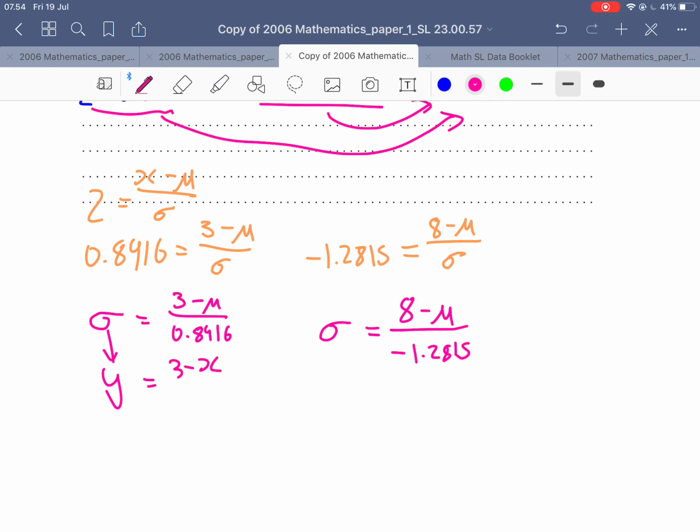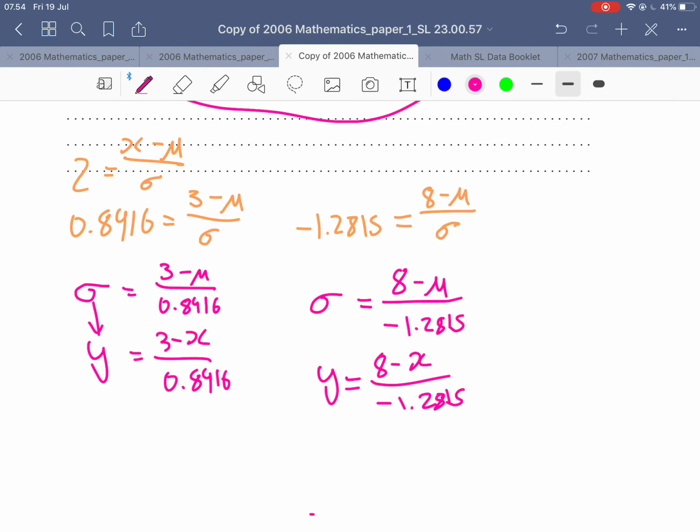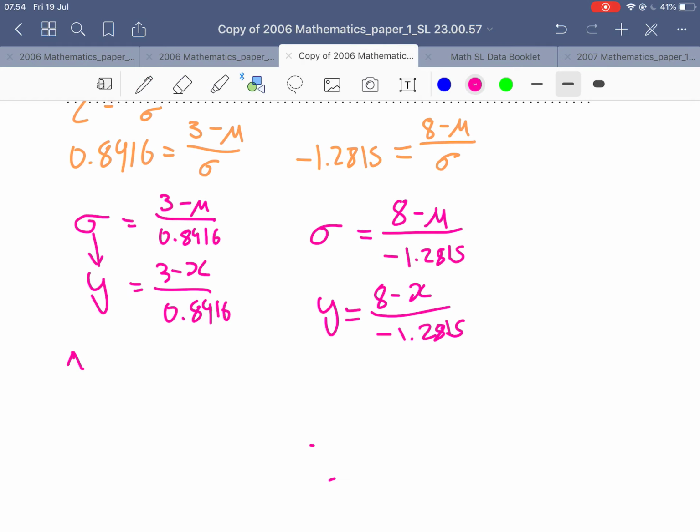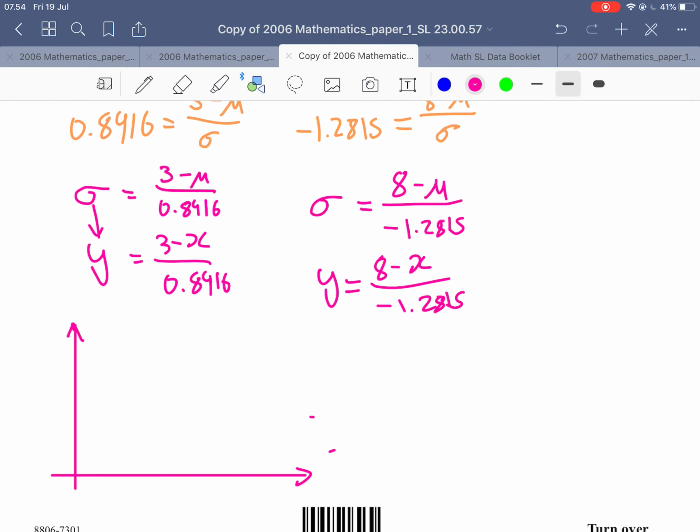That's going to go on our calculator, and this is going to be our second equation. And what that comes out to, 0.8416, and this is minus 1.2815. Now the calculator, not me, will draw you a graph. You'll go to G-Solve, intersect, and that'll look like this.